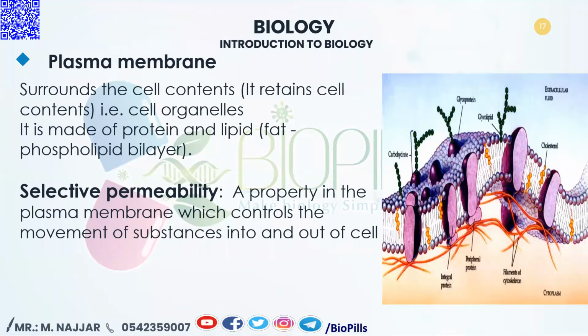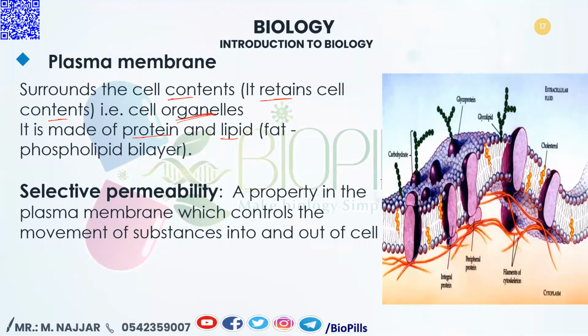So first thing, from outside, every single cell has to be made up of a plasma membrane, or cell surface membrane, or cell membrane. All of them are the same. So what is the plasma membrane? The plasma membrane surrounds or limits the cell contents. It is retaining the cell contents inside, such as the organelles, and it is made of protein and lipid.